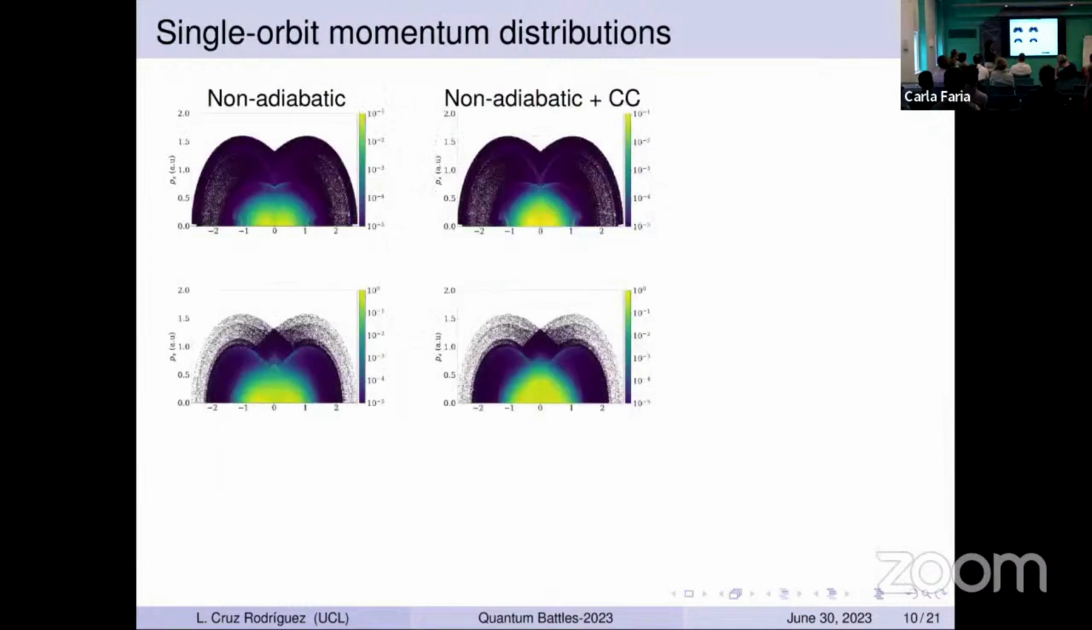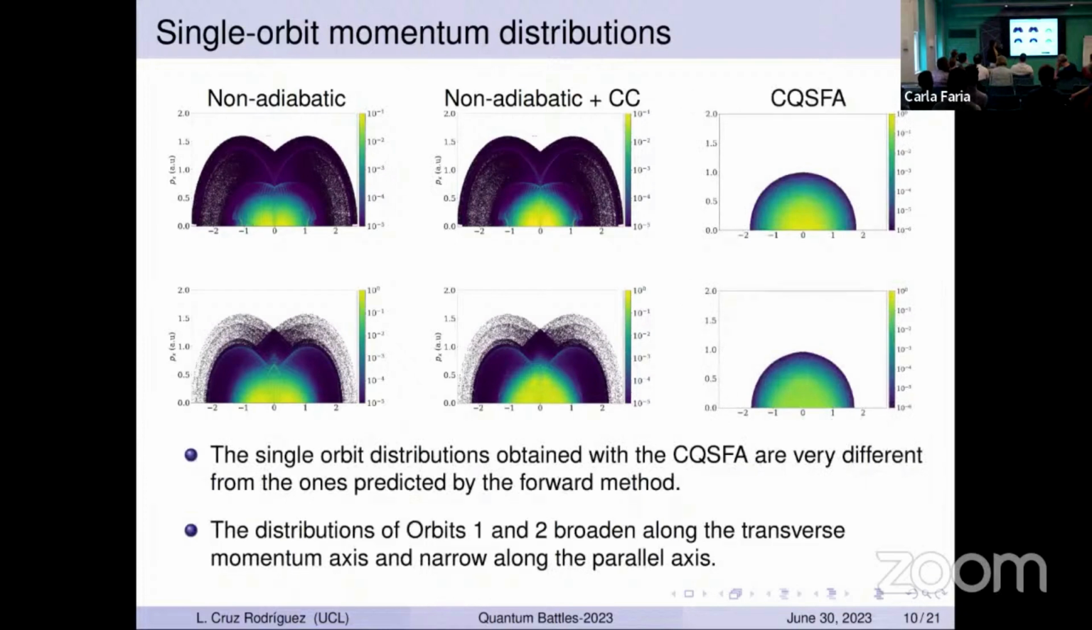We look at the single orbit momentum distributions. This is for orbit 1 and this is for orbit 2. And when adding the Coulomb correction, we see how the distribution along the perpendicular axis is elongated. And also, something interesting we found is that compared with the CQSFA results, the CQSFA, remember, we restrict the orbits, and when we do the forward propagation, the CQSFA only corresponds to the inner part of what we have for the single orbit distribution.